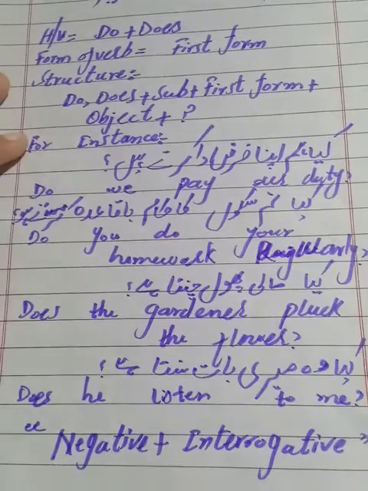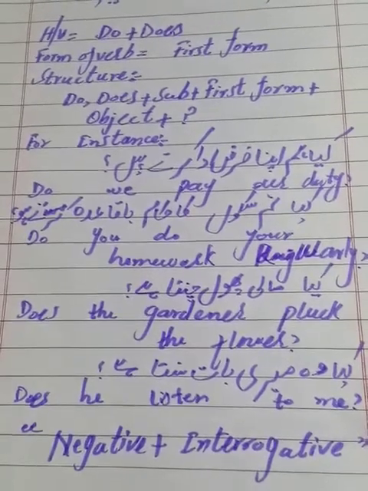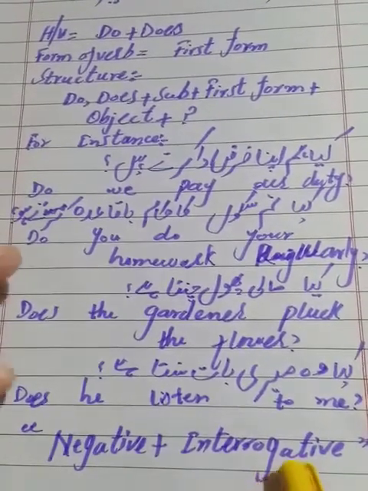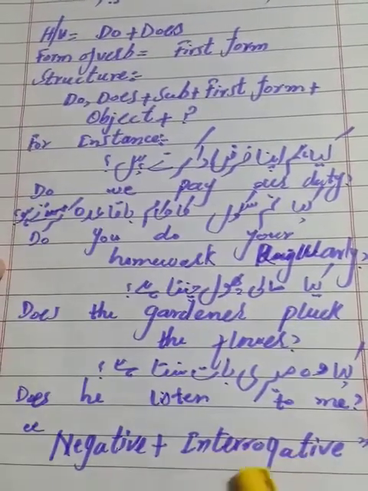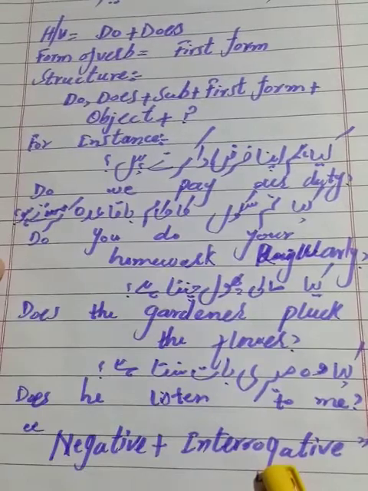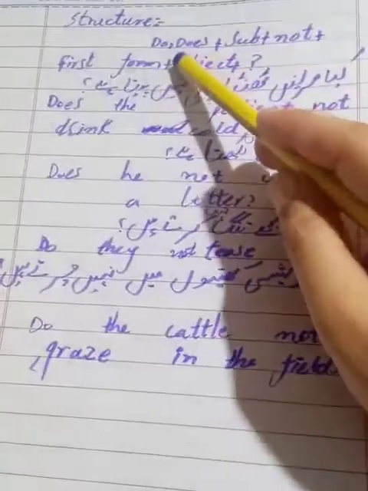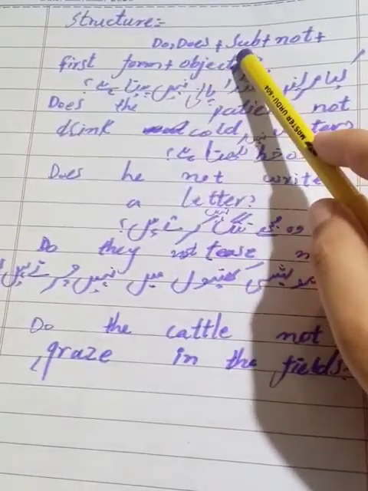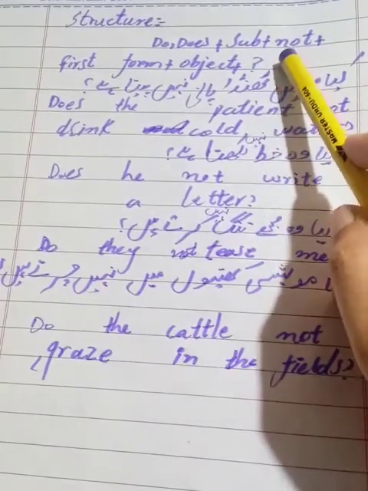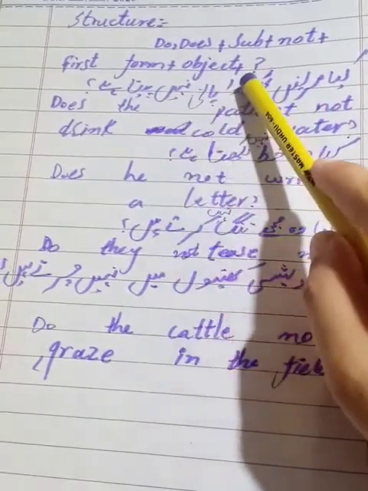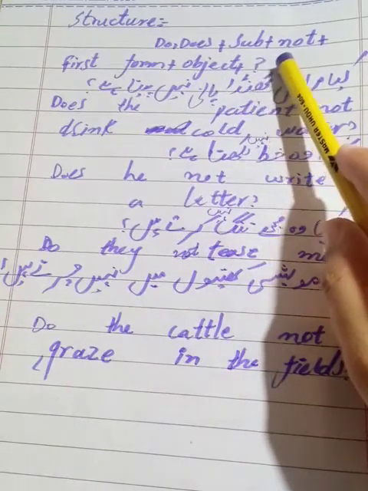Next we will do the 4th type of sentence, negative plus interrogative. Students, in this tense negative and interrogative, there is क्या and नहीं, both we will use in the sentence. Clear? नहीं and क्या, both things we will use, and then we will create. Structure is do and does plus subject plus not. After the subject, students, we will use not. First form plus object plus question mark. The pattern structure is the same, just the difference is that after the subject we will use not.